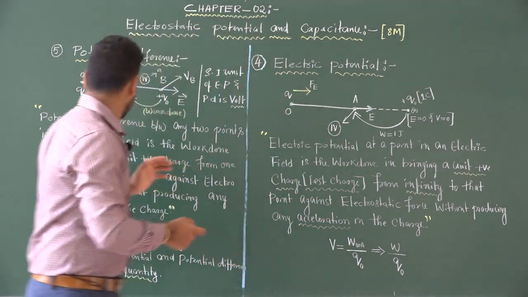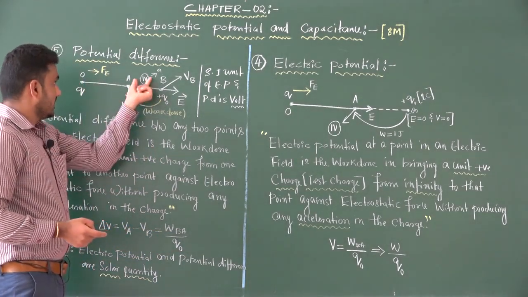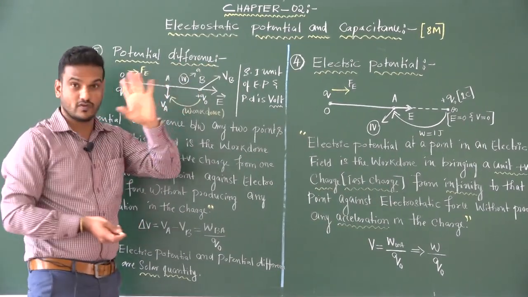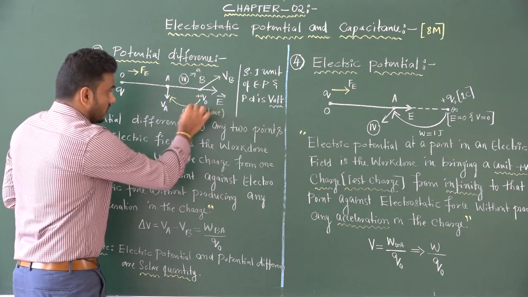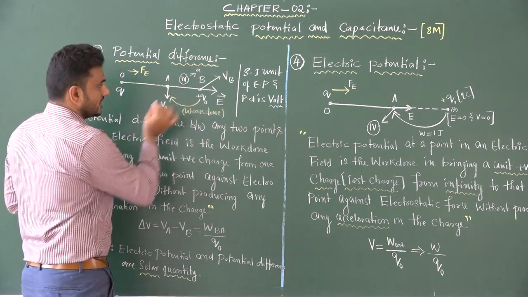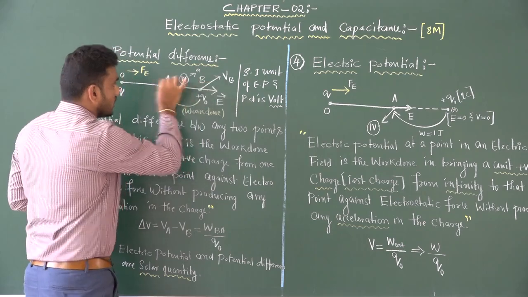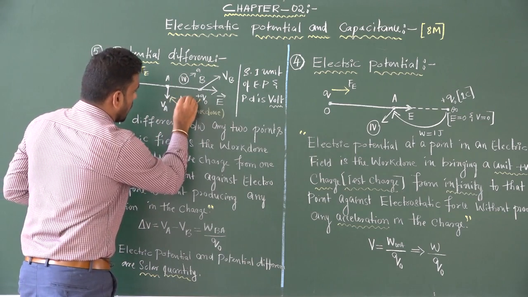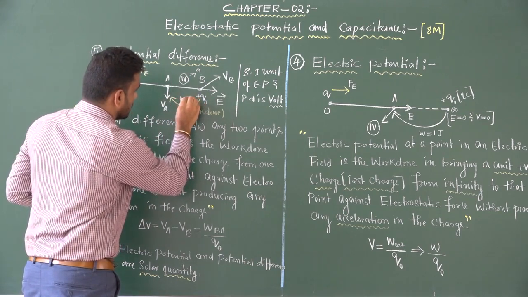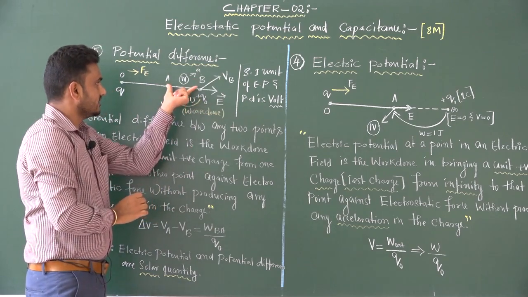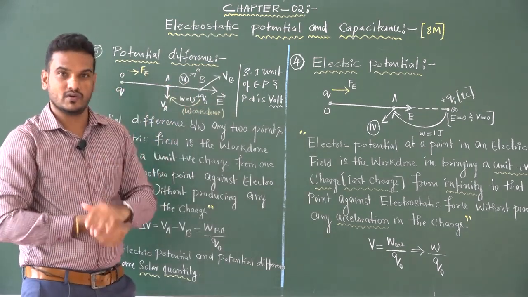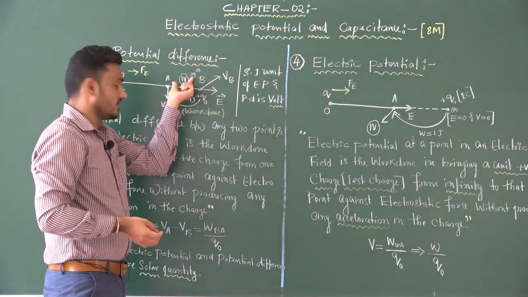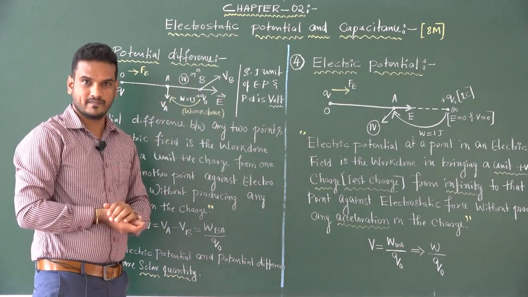Okay, let us define 1 volt in case of potential difference. When is the potential difference between these 2 points said to be 1 volt? Again the same thing. If the work done to bring a unit positive charge from B to A within the electric field against the electric force is 1 joule, then the potential difference between these 2 points is equal to 1 volt. If the work done is 2 joule, then the potential difference between these 2 points will be equal to 2 volt.